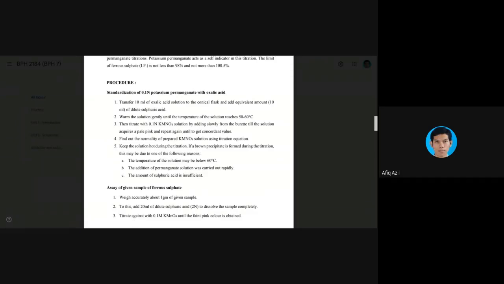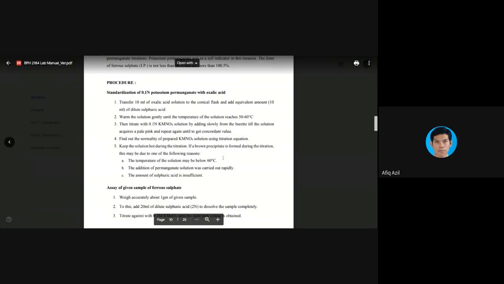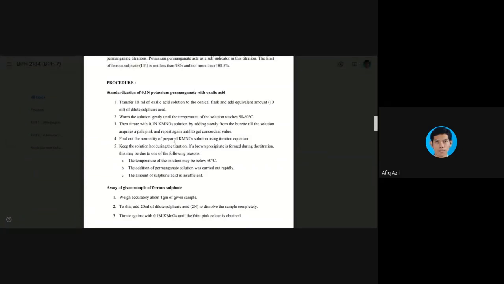degrees Celsius. So if, let's say, a brown precipitate is formed during the titration, it can result from low temperature, meaning it is too cold, or the permanganate solution is added too rapidly, meaning you add the titrant from the burette too fast, or the amount of sulfuric acid to dissolve the oxalic acid is insufficient. So this could be any one of these reasons.